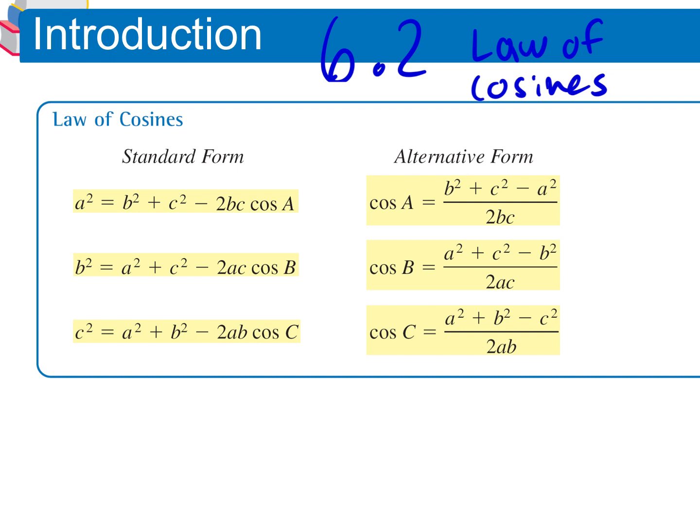So we would use the standard form formula when we are given a triangle that's side, angle, side. So we wouldn't have a pair to use law of sines, so we would have to use law of cosines. And then we use the alternative form when we are given side, side, side.